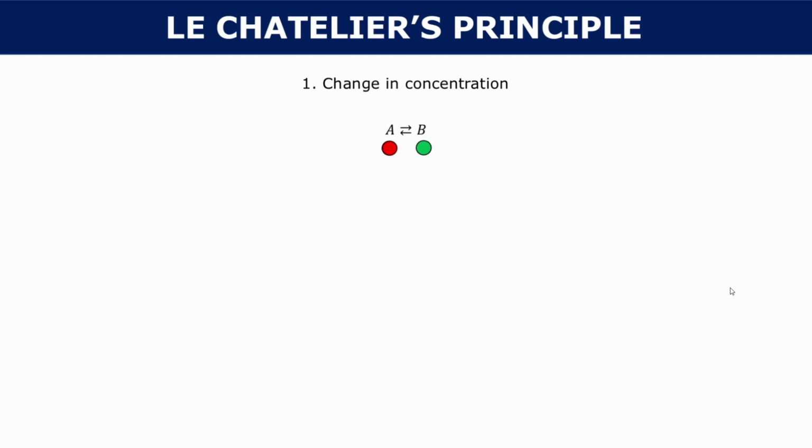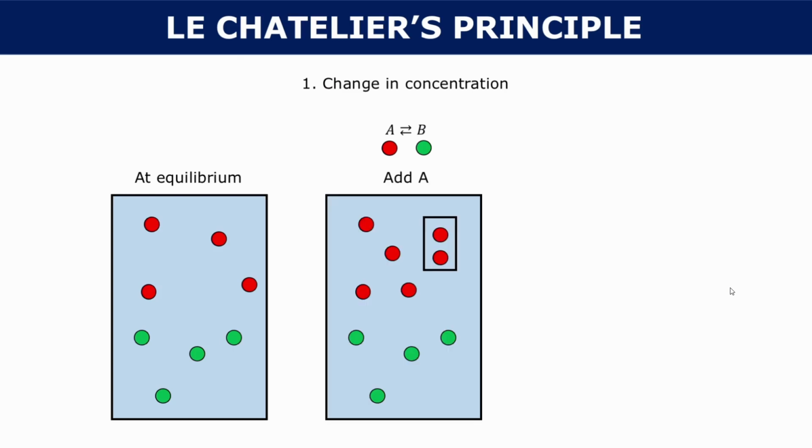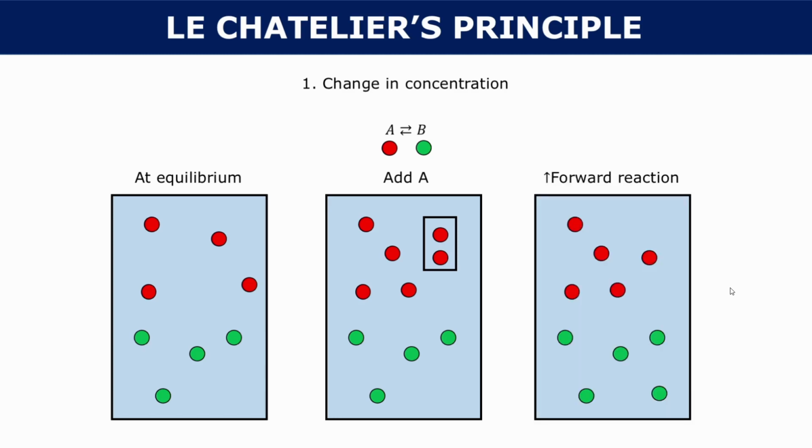Pretend you have an equation where A is in equilibrium with B, and A is red, and B is green. At equilibrium it looks something like this, and somehow you add A. You add these two A molecules to the system, so what is the system going to do to oppose the stress? Well, since you added A, the system's going to ask, how do I get rid of A? The way you get rid of A is by consuming it, and when you consume it, you are doing the forward reaction. So the rate of the forward reaction is going to increase. So at the end, you have less A and you have more B.